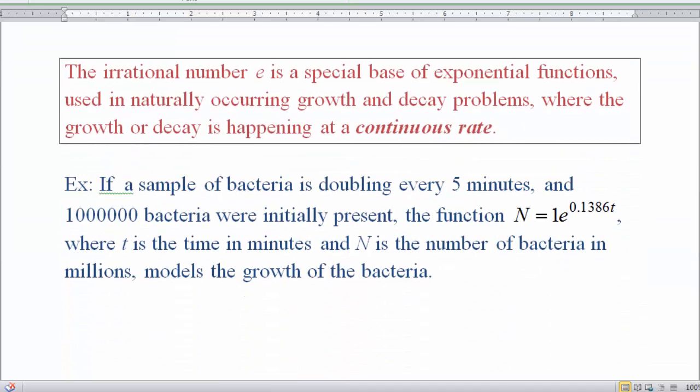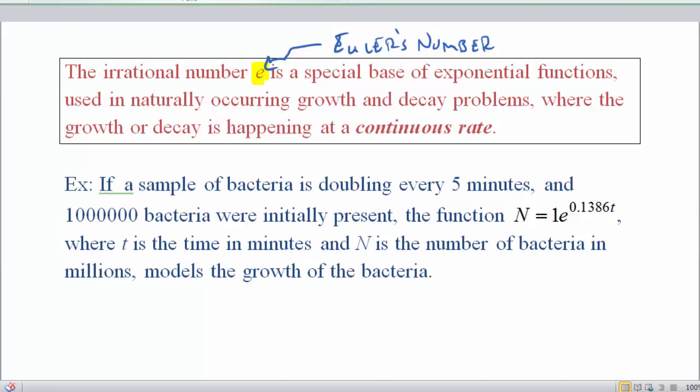And there is one other type of problem that gets introduced in this section, and it actually deals with a special exponential function dealing with a special number, which is the number e, right? It's actually a special base of exponential functions. E is actually known as Euler's number. That's why it's called e for Euler. And it's a special base.